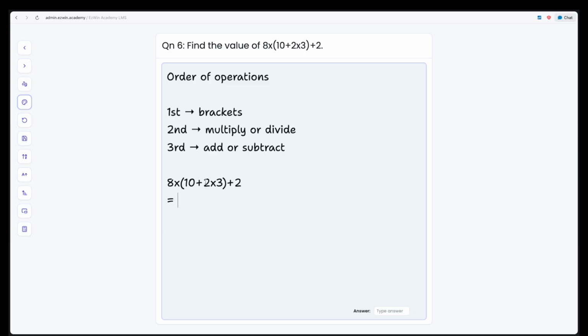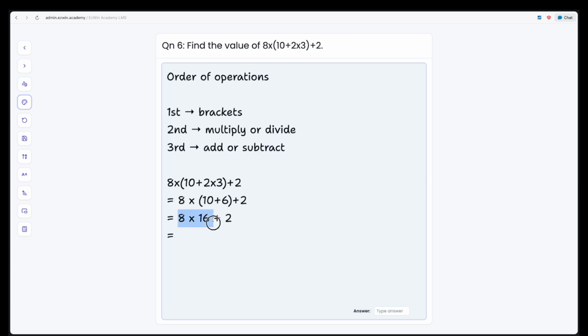So we multiply first. We go in the brackets and then we multiply and divide. So 2 times 3 will be 6. Then we still need to work on the brackets. So 10 plus 6 equals 16. We're just going to remove the brackets as well, since that's the last equation. So 8 times 16, that's what you see over here. Now the next thing is we want to multiply it by 16.